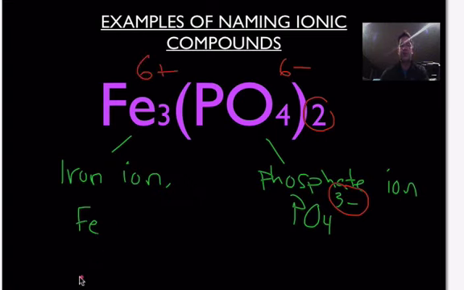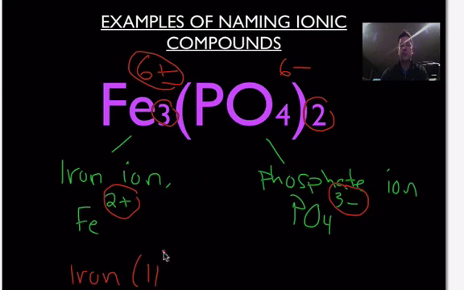So which of the 2 irons am I going to use? Well, I'm going to have to use iron 2. So I'm going to use the iron with a 2+ charge, because that 2 and the subscript 3 are going to give me this 6 positive lowest common multiple. So if I'm going to name this, I need to use the Roman numerals in parentheses, so I'm going to name it iron(II) phosphate.